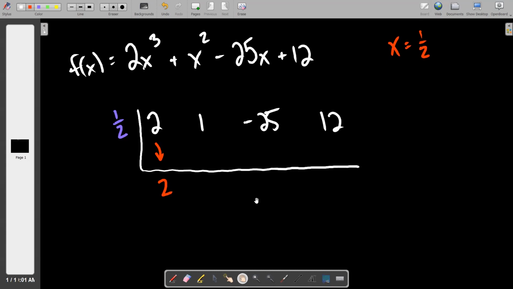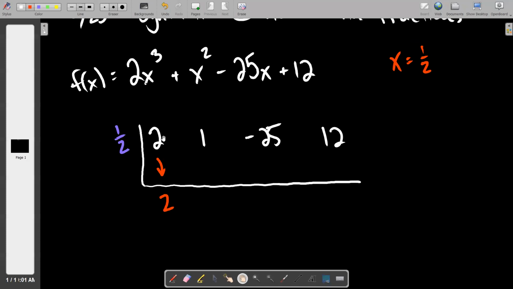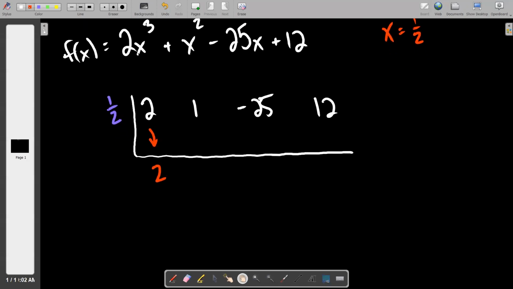So what is 1/2 of 2? So I put 1 here, and then I continue the algorithm. So what's 1 plus 1? What's 1/2 of 2? It's very good. Put 1 here. What's negative 25 plus 1? What's 1/2 of negative 24? Negative 12. And so this is kind of how it's going to feel working with fractions. It's the same process of drop, multiply, add, multiply, add, multiply, add. But this time, again, we're working today only with fractions.